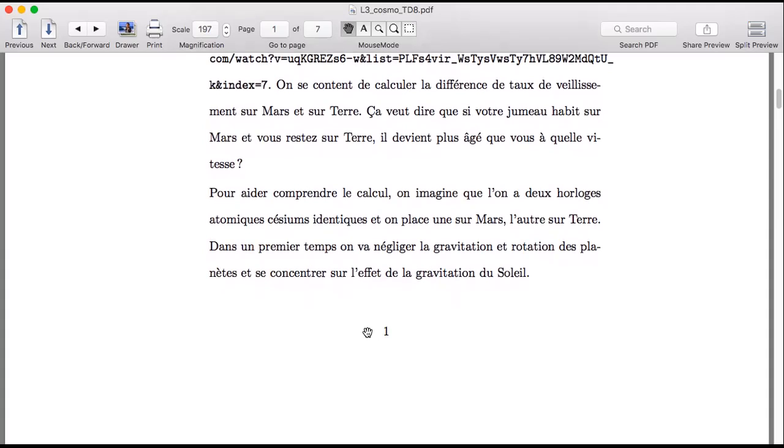But the key thing is to find the trajectory of the clocks, and then you use the line element, the ds squared, to calculate the interval of proper time measured by the clocks. Okay, so that's why I, sorry, is there a question?